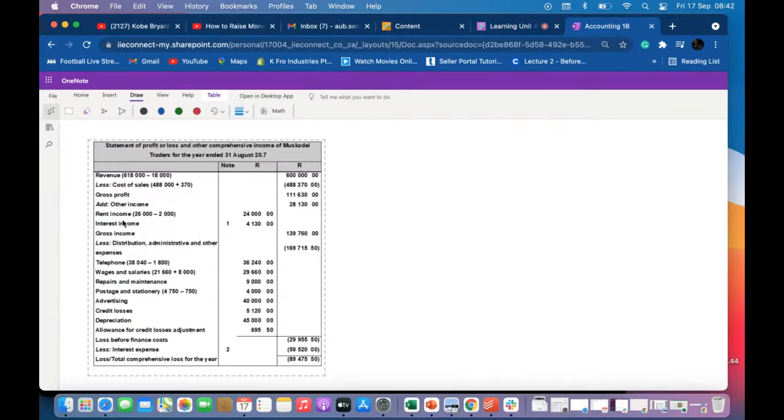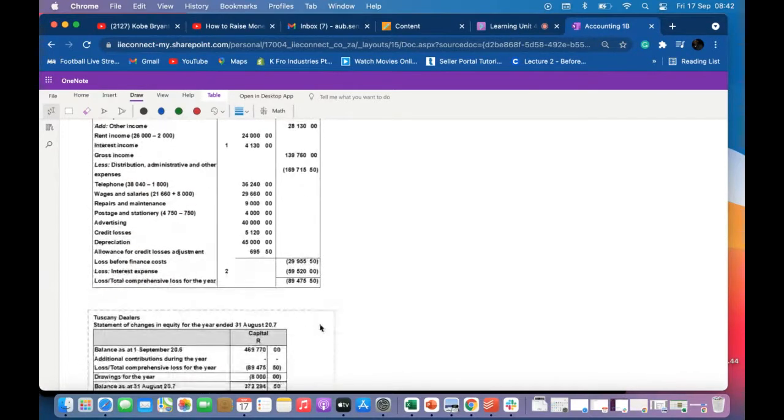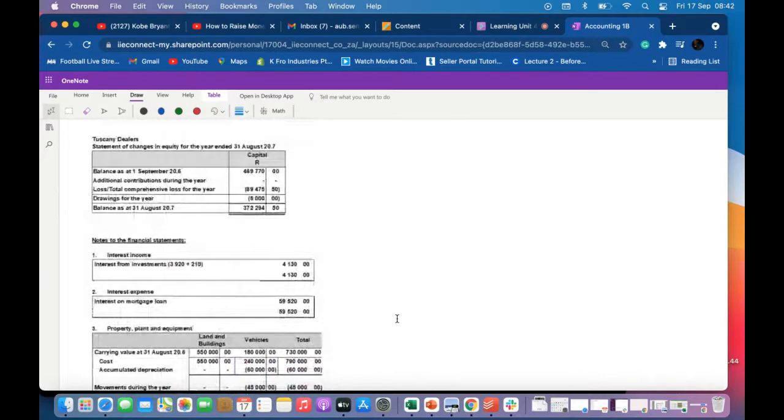Cost of sales, you can see the adjustment there. Rent income, you can see the adjustment there. Interest income, the adjustment over there. We actually calculated this when we adjusted our rent income. Then you got your telephone, all these adjustments. Can you see? Interest expense, there was no adjustment there, by the way. Then you obviously have your statement of changes in equity. There, your capital balance as at 1 September.